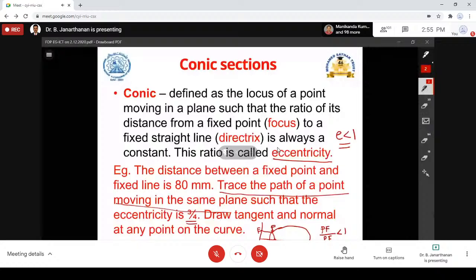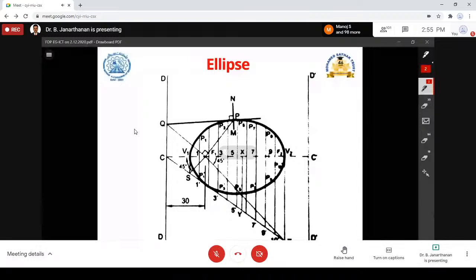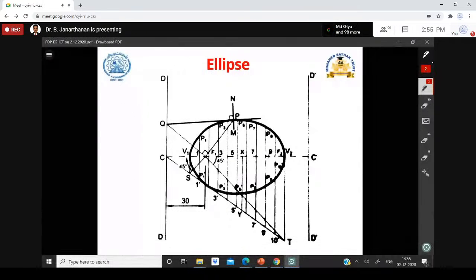So this is the ellipse drawn for that diagram. The first thing is you have to draw the directrix, which is this vertical line, and then draw the axis, this line drawn here. Then you have to locate the focus from the directrix, which is given as 30 mm in the problem. So you locate this point.